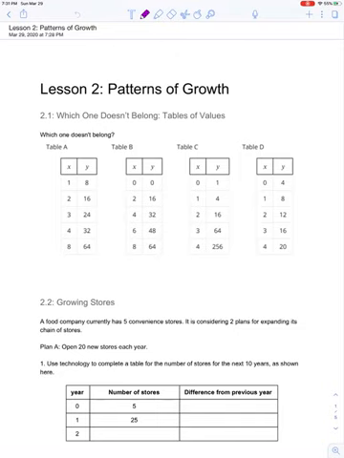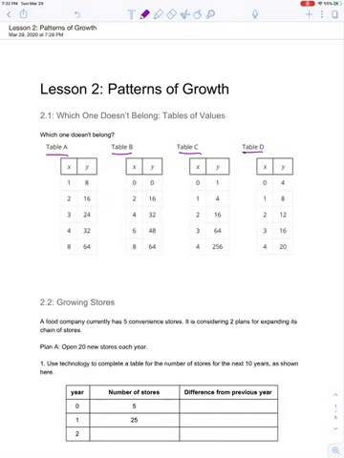Tables of values. You have Table A, Table B, Table C, and Table D. Look and see if you can find a reason each one of these shouldn't belong with the others. So if you will, pause the video and examine the different charts. Okay, some examples of why some of these wouldn't belong.